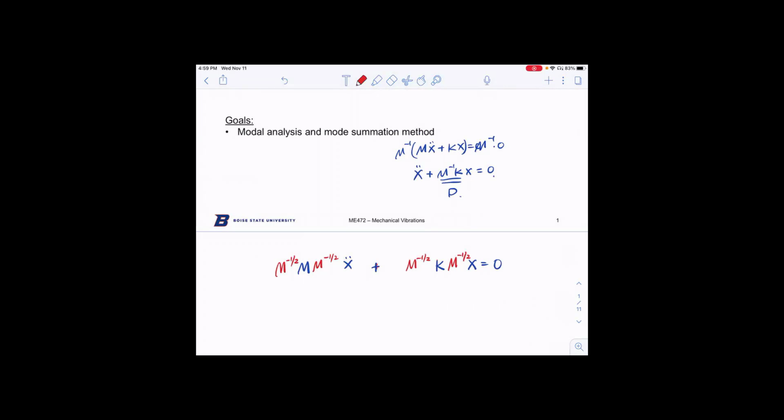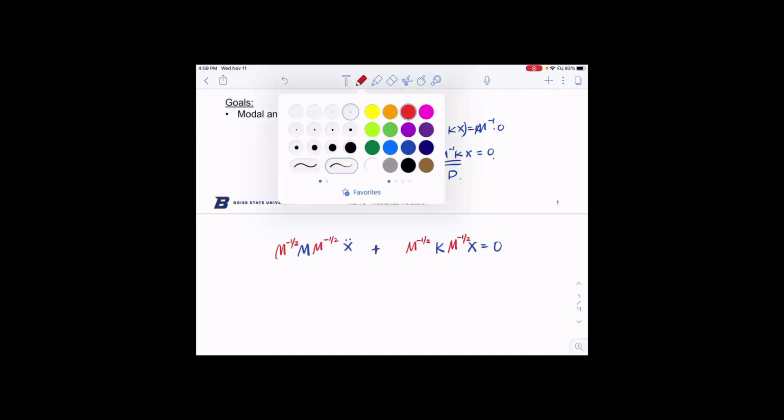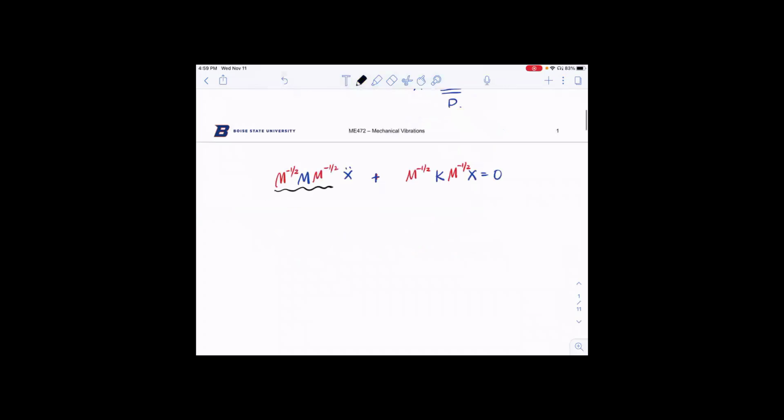Over there, we just multiplied m invert directly and got a D matrix. Here, after doing this, these give you the identity matrix, so you directly have x double dot. In the second part, we get a k tilde matrix. Your k tilde is just m to the minus half times k times another m to the minus half. So this k tilde is not the same as D.